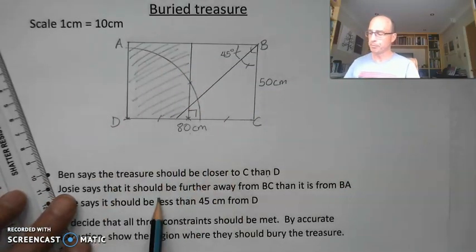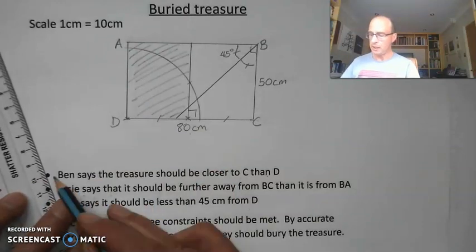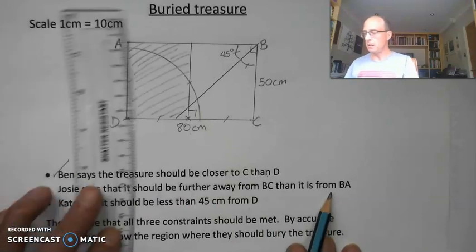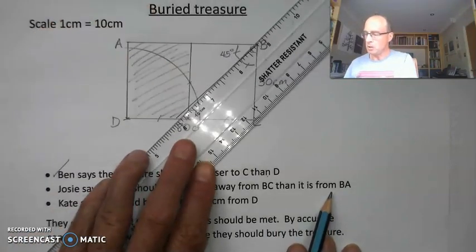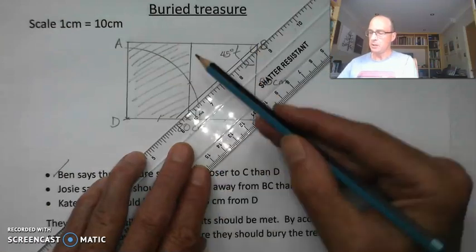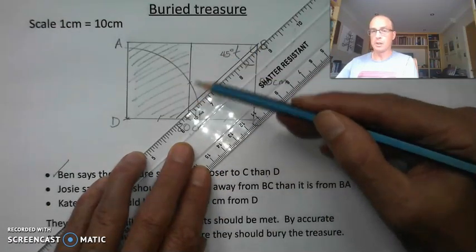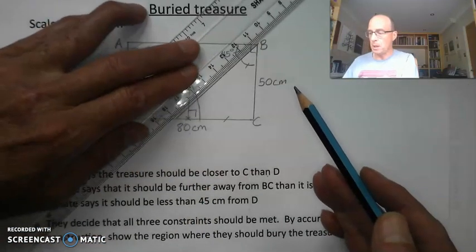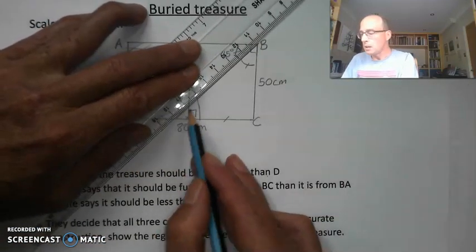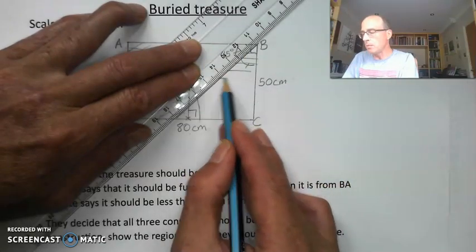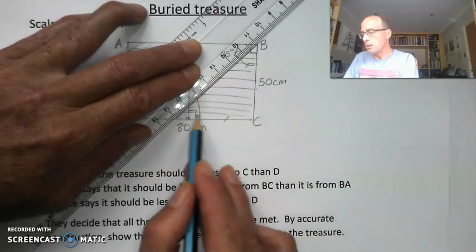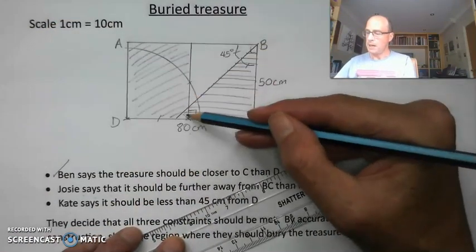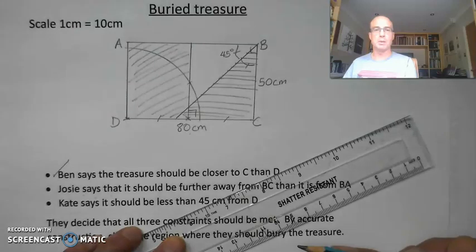Not interested in it. Josie says that it should be further away from BC than it is from BA. So she wants it to be further away from BC, so she wants it to be above that angle bisector there. So the bit that we don't want is the bit underneath the angle bisector, so this bit here. So I'm going to shade that because I'm not interested. So I'm left with this triangle at the moment.